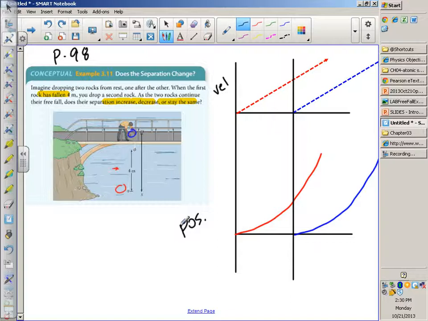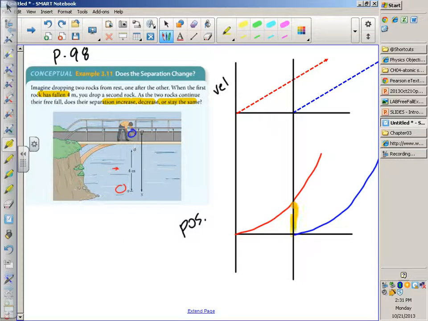Well, I drew them. That's how I know they're position graphs. But how would you know? Because they have what? A curve. They have a curve, right? And we said that position graphs for objects that are accelerating are curved, right? Because the slope keeps changing. So red starts off and goes faster, faster, faster, faster, faster, right? But blue doesn't start until here.